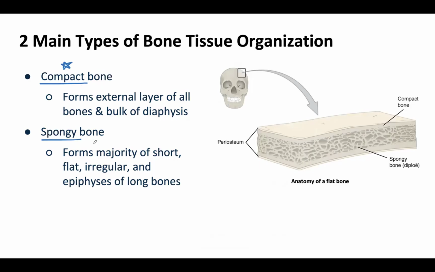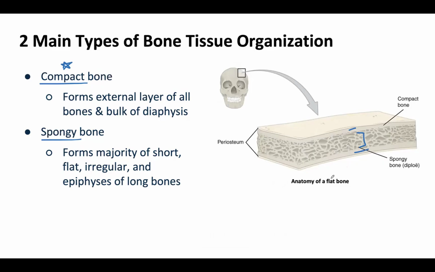Spongy bone is so named because it looks like a sponge when you are looking at it. There are visible spaces to the naked eye, and all spongy bone is located internally within a bone. And so it's going to form the majority of short, flat, and irregular bones. And it will also form the bulk of the epiphyses of the long bones. But remember, all spongy bone will still have a layer of compact bone that covers its external surfaces.